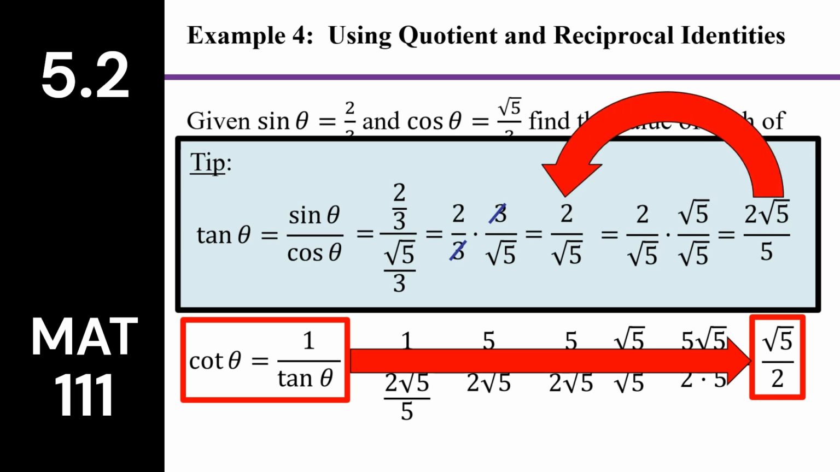Notice that before we rationalized the denominator, we had 2 over radical 5. When working on the tangent, we didn't like having the radical 5 in the denominator, but if we're going from tangent to cotangent, it's good to have the radical 5 in the denominator because you can flip it directly at that point and get radical 5 over 2.